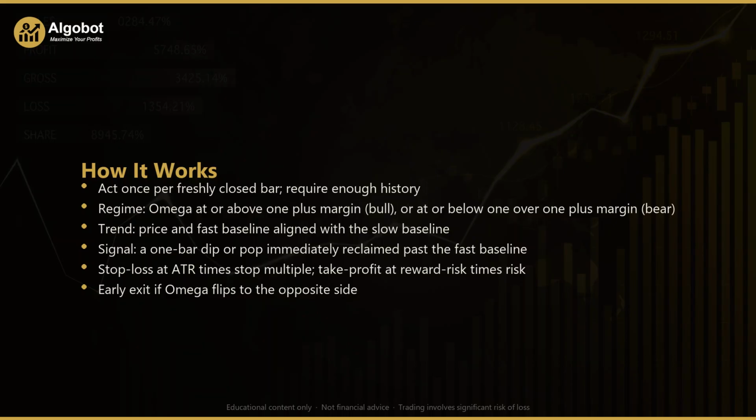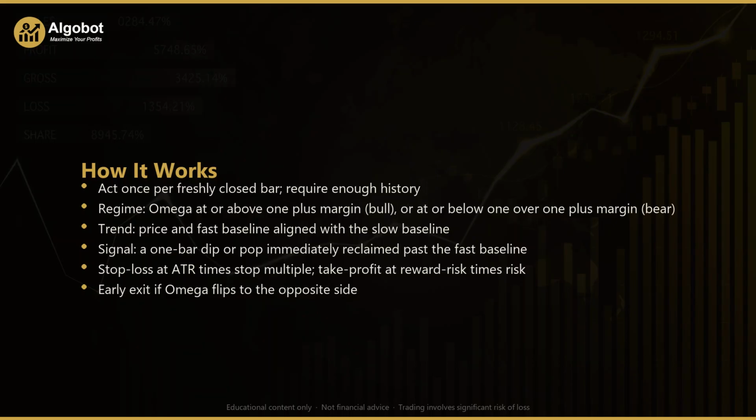The stop loss is placed at a distance of the average true range, measured over 14 bars by default, multiplied by the stop multiple of 2. The take profit is set at a reward-to-risk multiple of that stop distance, defaulting to 1.6, so the potential reward is framed as 1.6 times the risk taken. There is also a spread filter that skips entries when the spread is wider than the maximum allowed, and one further exit rule. If the Omega Ratio flips to the opposite side while a trade is open, the thesis that justified the position is gone, so the strategy closes the trade and steps aside.